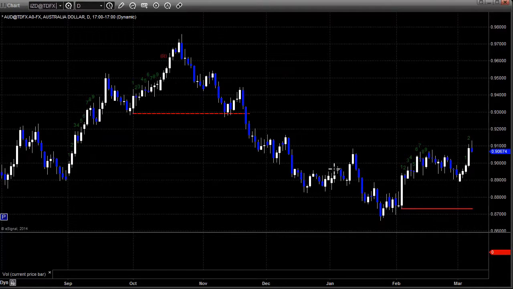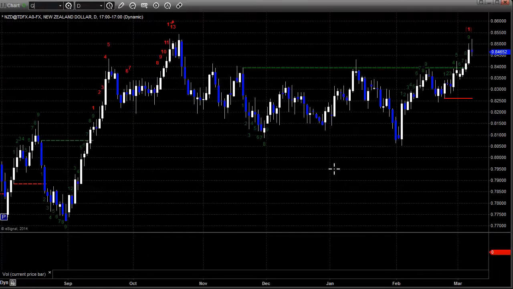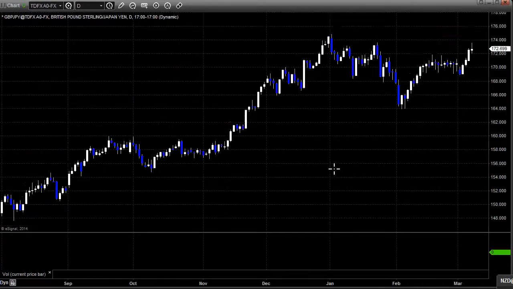And here's a look for fun at the New Zealand dollar. Now this one's got a nice breakout over the 0.8550 level. That was the top back in October when we got a 13 sell signal. It's been basing ever since. So we're going to keep an eye on this one because a breakout over that level is obviously something you'd want to be involved in.